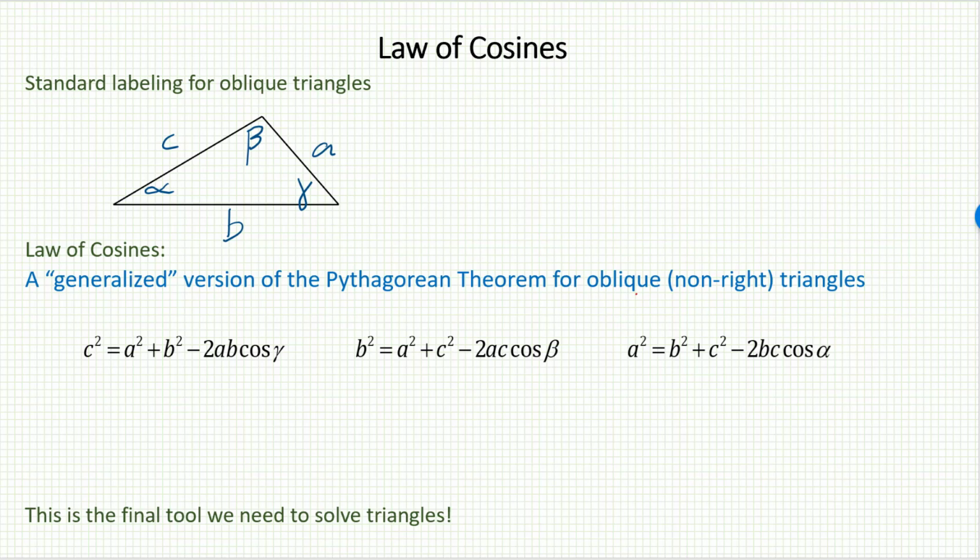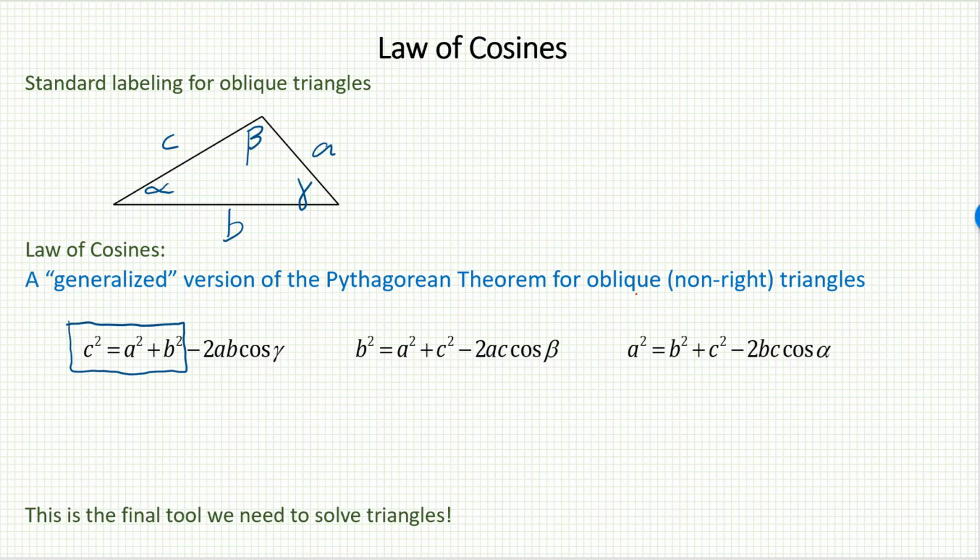The law of cosines you can think of as basically a generalized version of the Pythagorean theorem. The Pythagorean theorem applies to right triangles. The law of cosines applies to any triangle. And you can take a look at the first version here. In fact, right at the front of it, you can see the Pythagorean theorem. C squared equals A squared plus B squared.